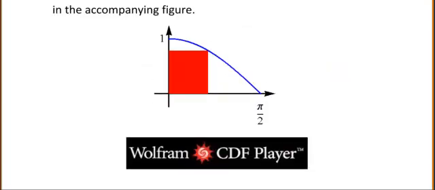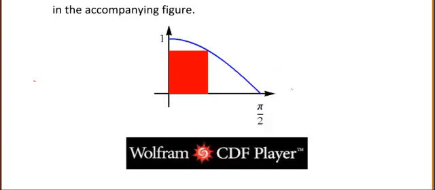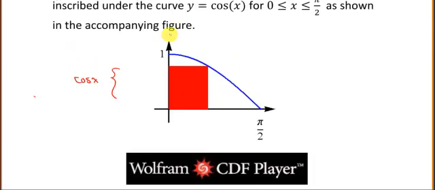And so what we want to do is look at this rectangle, and notice that this dimension here is cosine of x, assuming this is x right here, and this dimension is x itself.